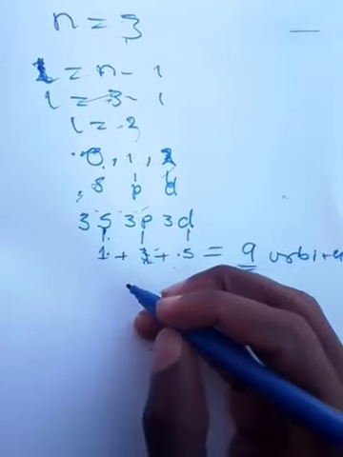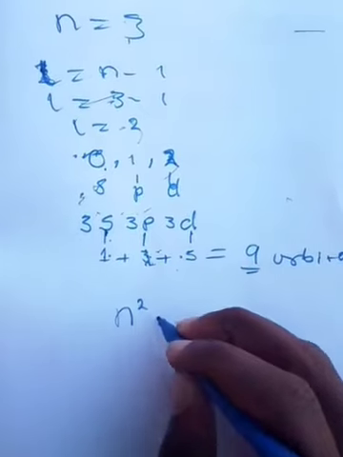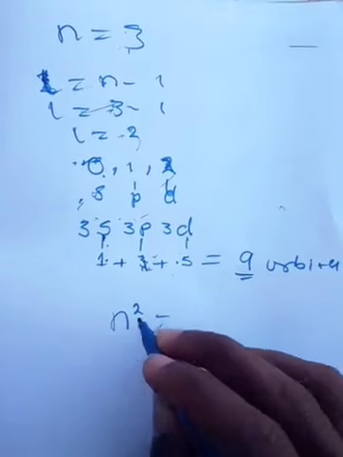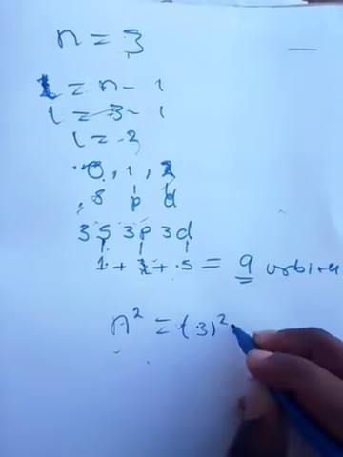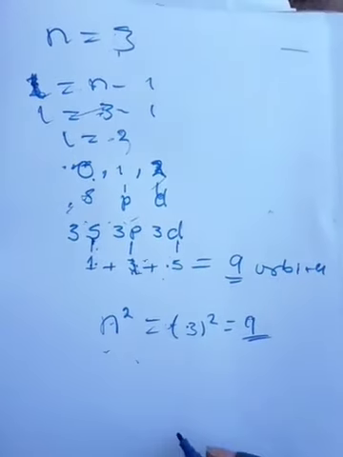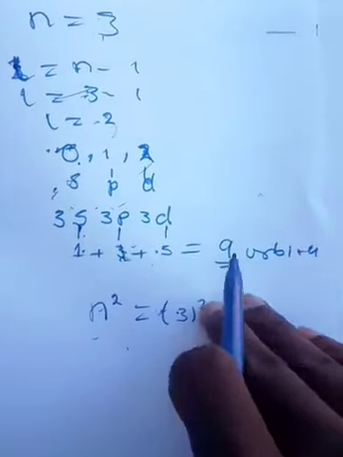So there is a formula. Just say n to the power of 2. It will directly give you the number of orbitals. What is my n in this case? My n is 3. 3 to the power of 2 is 9. Have you seen? This is like you are using a long cut, then this one you are using a shortcut. So it's up to you.